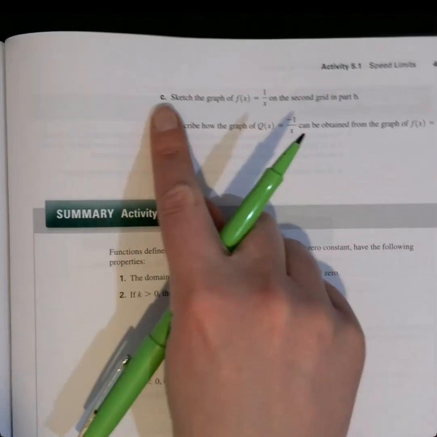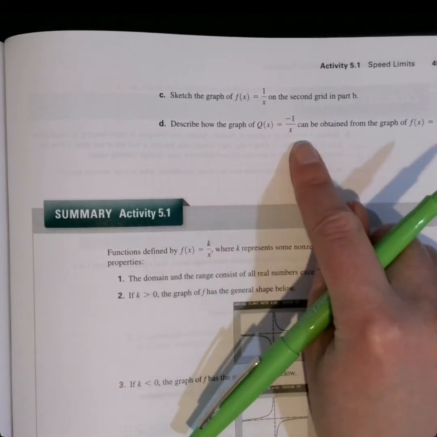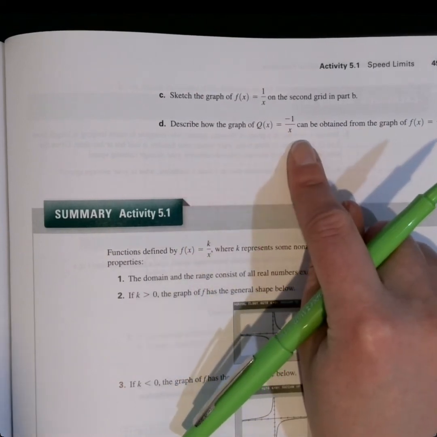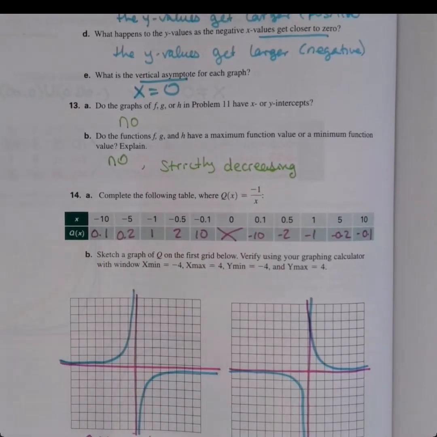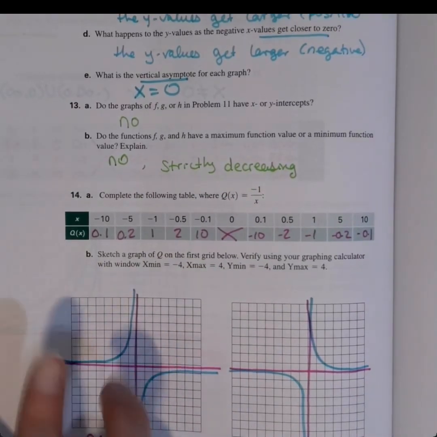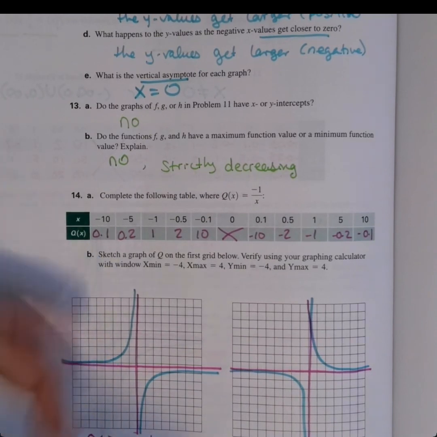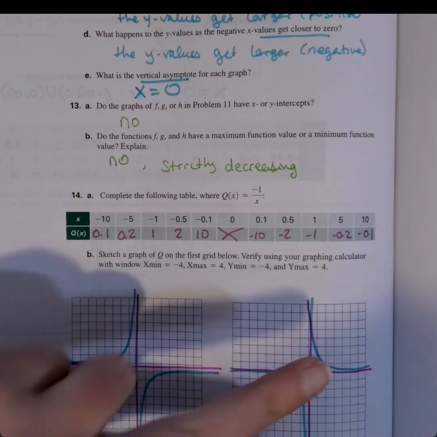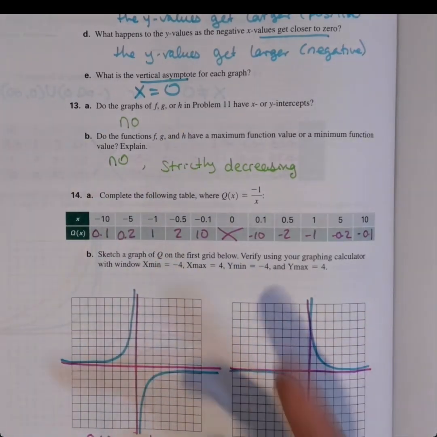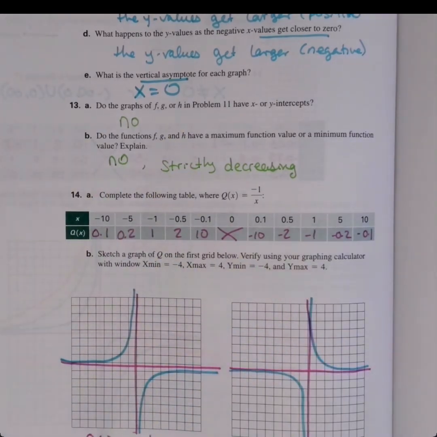Okay. Moving on to the last part, we already did our graph of f of x. Describe how the graph of negative 1 over x can be obtained from the graph of 1 over x. So it's a flip-flop across either the y-axis or the x-axis. So you have symmetry in either direction. If you imagine flipping this across either the x or the y-axis, you would get the rotational symmetry you would need for this graph.